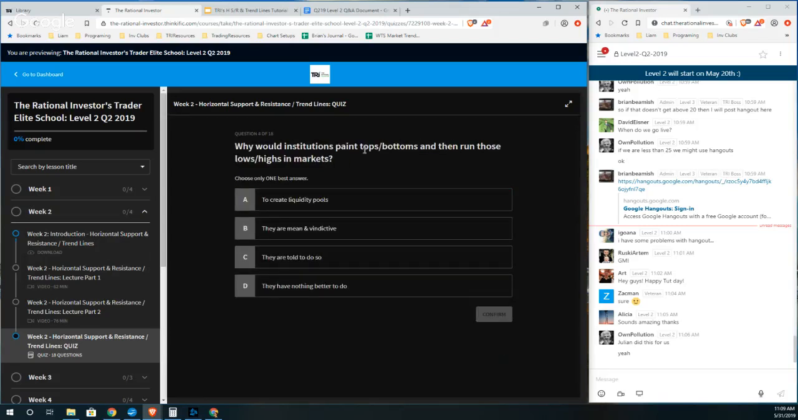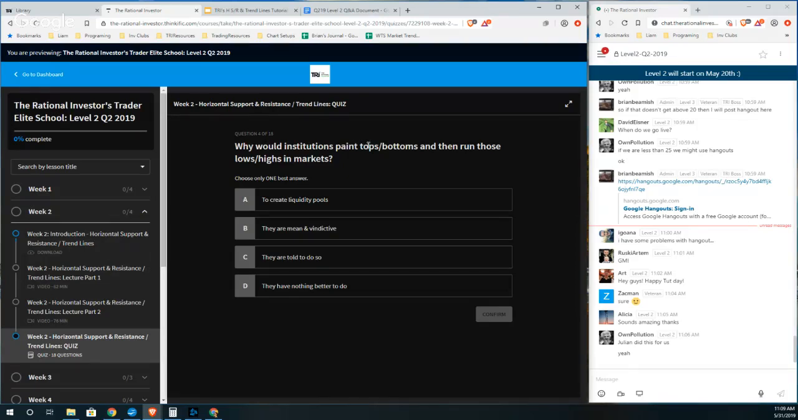Why would institutions paint tops, bottoms, and then run those lows or highs in markets? The simple fact of the matter is that capitalism sometimes is evil. This is all about money. At the end of the day, whether a retail noob gets stopped out, institutions don't care. They just want your money.